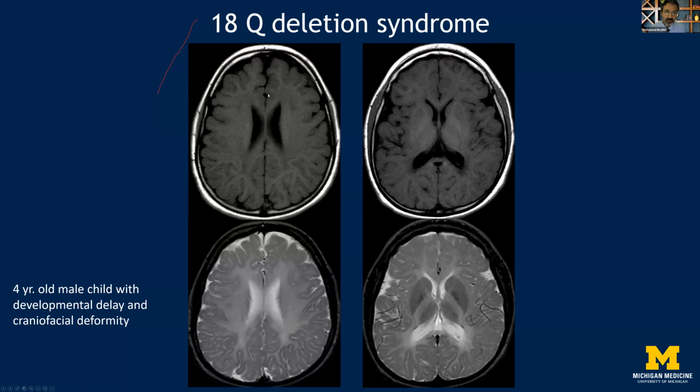On the T1 weighted images, you can appreciate some myelin has been deposited, there's a bright signal, but definitely on the T2, there's what we call a T1, T2 mismatch.